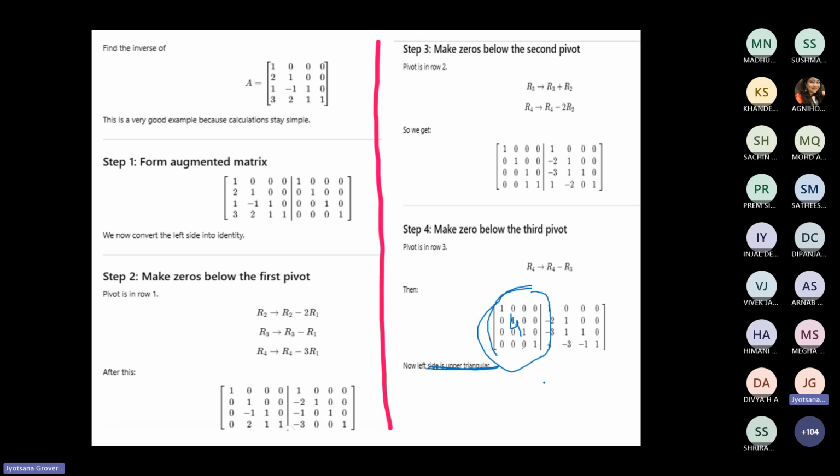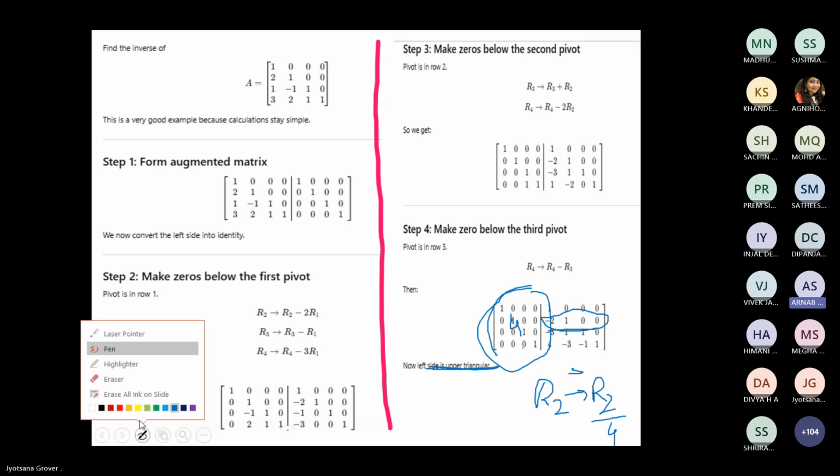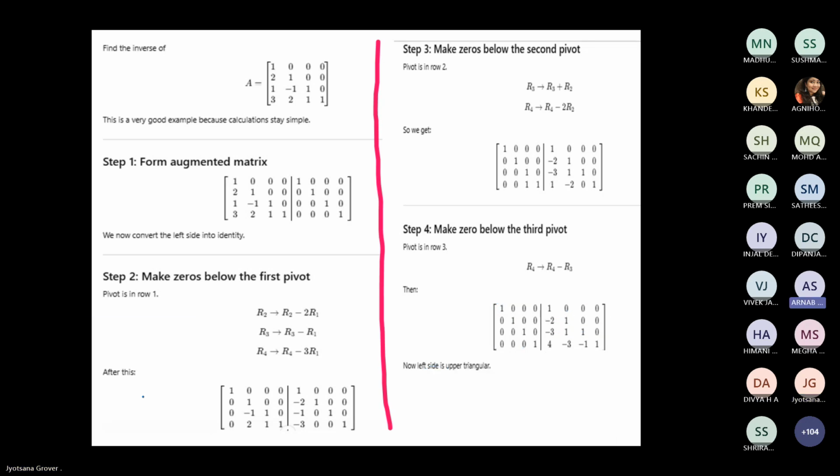In that case, how will you make R2 equal to 1? You'll say, okay, divide R2 by 4. This is again a row elementary operation, so you have to multiply this also by 1 by 4. Now my next point is we were doing it as a shortcut, but I suppose the previous was easier.